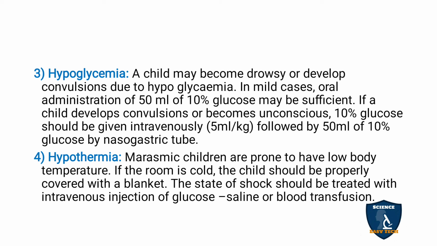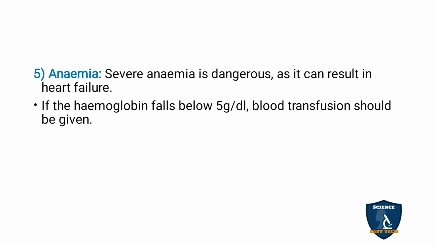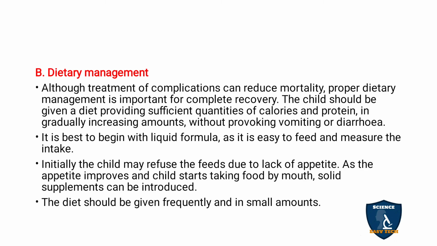The child can develop a state of shock, which should be treated with intravenous injection of glucose, saline, or sometimes even blood transfusion. Next is anemia. Severe anemia is dangerous as it can result in heart failure in the children. So if the hemoglobin level falls below 5 gram per deciliter, definitely you have to go for blood transfusion.